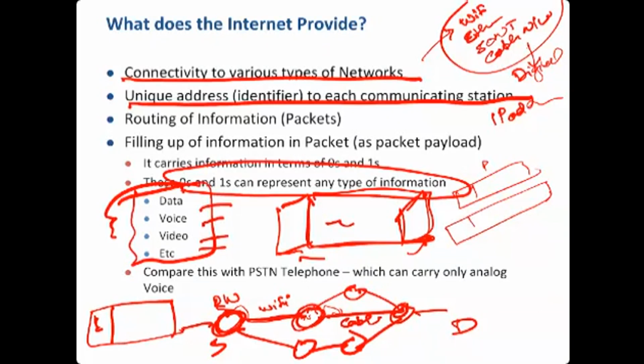This is the beauty of the internet, right? So now all it carries is zeros and ones, reliably or unreliably, to the other end. We cannot even say reliably. It just transfers a sequence of zeros and ones to the other end. That's it.